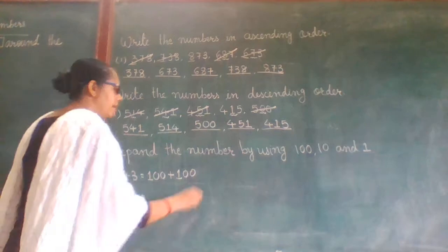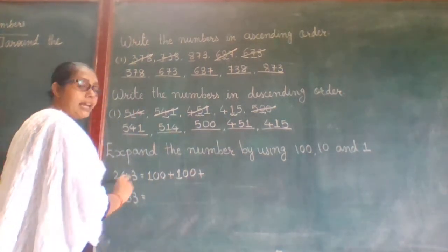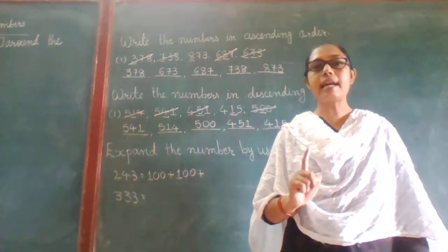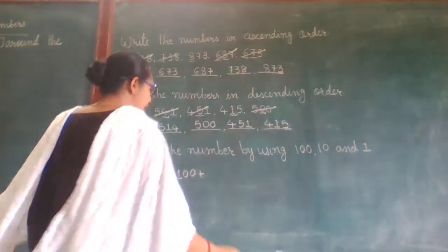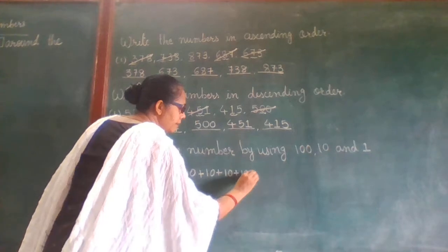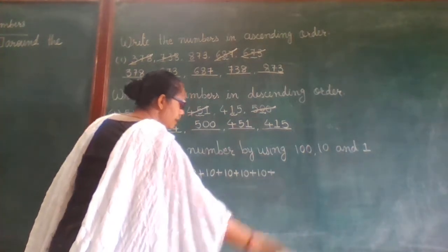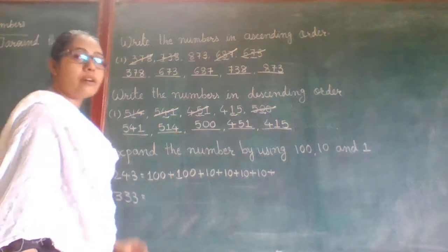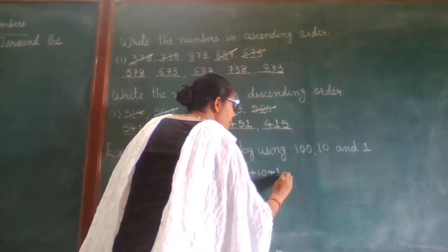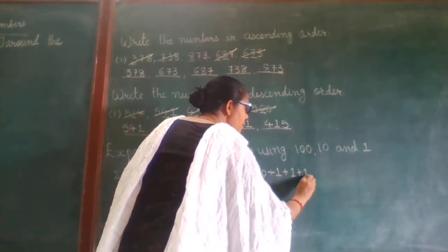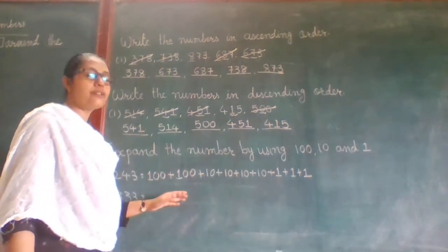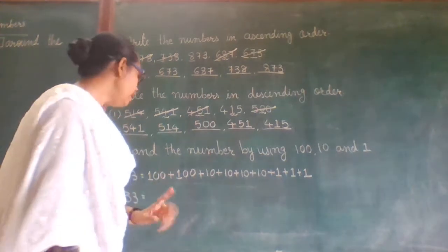So 2 times 100. On tens place we have 4. So on tens place we have 4 means 4 times 10. So we write 4 times 10: 10 plus 10 plus 10 plus 10. Then 3 on 1's place. So 3 times 1. So we write 1 plus 1 plus 1. So this is called expand the number by using 100, 10 and 1.